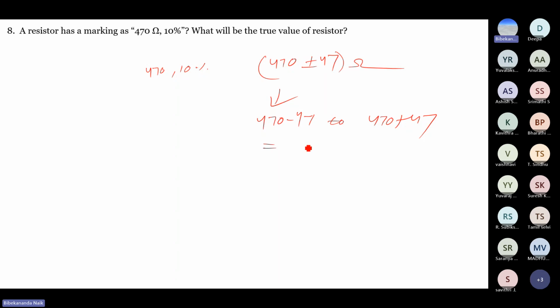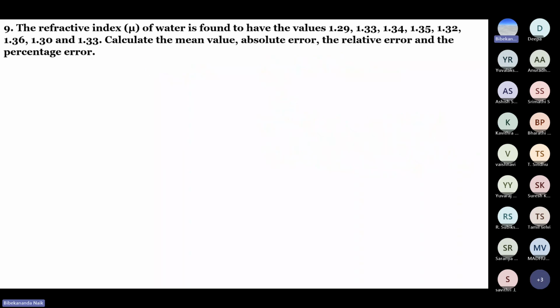So the values will be 423 to 517 ohm. So these will be the values of that resistor. The value of the resistor will vary between 423 ohm to 517 ohm. So this is the question.